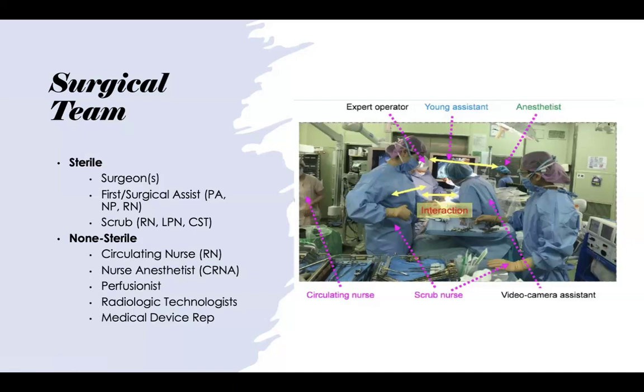A perfusionist, a rad tech, and maybe a medical device rep. So you can kind of see you got your scrub nurse right here. Got another scrub nurse. You have an expert operator, which would be a surgeon. You may have a resident, a fellow, a new doctor, assisting. You see your anesthesiologist and your circulating nurse right here.